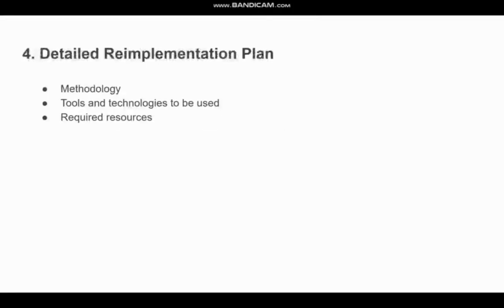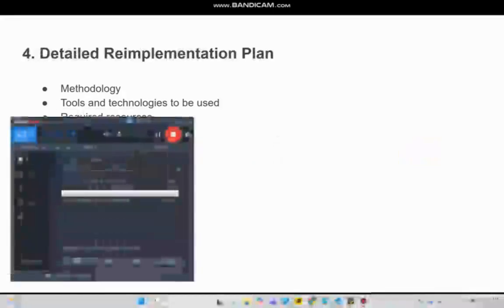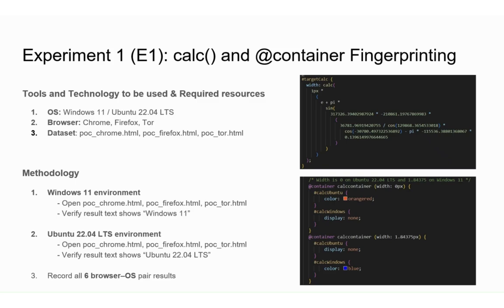Next is a detailed re-implementation plan covering methodology, tools and technologies to be used, and required resources. This experiment shows that CSS calc expressions and container queries can be used to fingerprint web browsers. The experiment is designed for Chrome, Firefox, and Tor browser. Let me explain how this works with a code example.